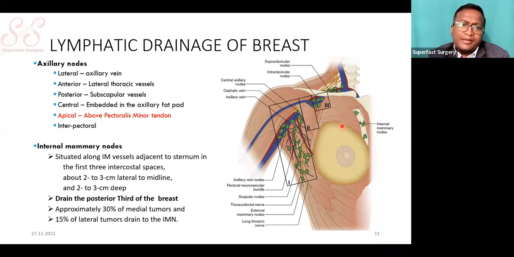Now, internal mammary nodes are situated along these internal mammary vessels adjacent to the sternum in the first three intercostal spaces, about 2 to 3 cm lateral to the midline and 2 to 3 cm deep. And most of the lymph nodes that drain into these internal mammary nodes are from the posterior third of the breast and mainly in the medial quadrant of the breast.